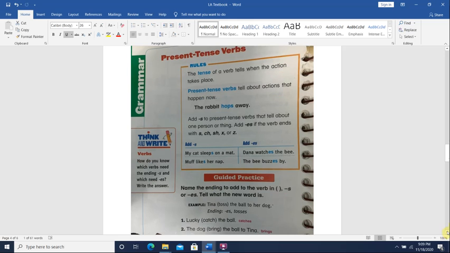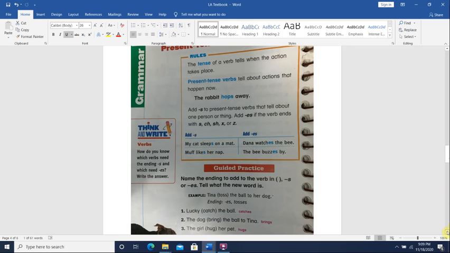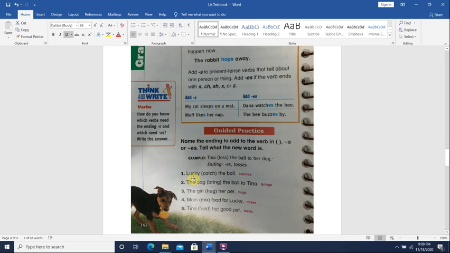All right, so here we'll be answering 142. Number 1, Lucky catch the ball. Here, catch ends with CH, and Lucky is one dog or one pet. What do I do to make it present tense? It ends with CH, so I must add ES. So, Lucky catches the ball.